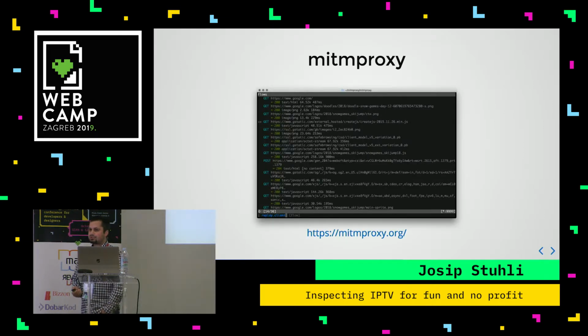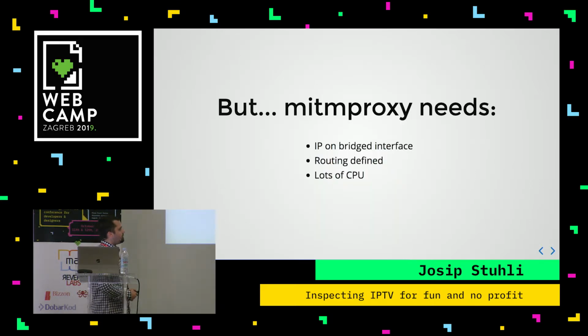So you might use some tool that is already available, like mitmproxy, which should work, but it relies on a couple of assumptions. You have to have an IP on the bridged interface, because it doesn't actually work with the packets itself. It's just a proxy. It receives the connection and creates a new connection, and it lets the OS do all of the things for you. So you also have to have routing defined, none of which I have, because I don't know what's going on. I don't have the IP. And it uses a lot of CPU, which is important because my Raspberry Pi is old. So that wasn't really an option.